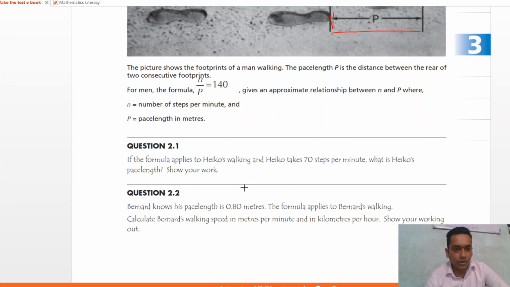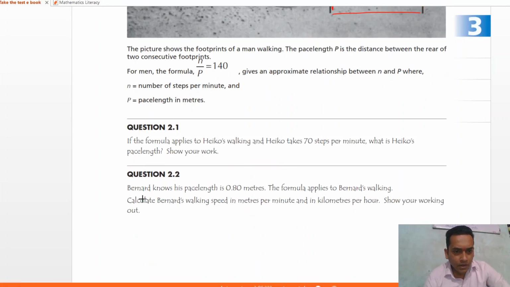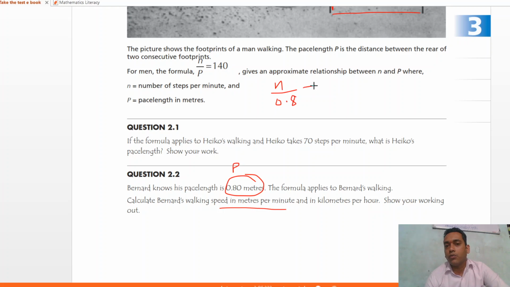Let us see the second question. The second question says Bernard knows his pace length. So this time p is given, p is 0.8 meter. The formula applied to Bernard's walking, calculate Bernard's walking speed in meters. Okay, speed we have to tell. Alright. So first of all, we'll apply this formula. The formula says n by p, so n by 0.8 is equal to 140. So from here we'll find n.